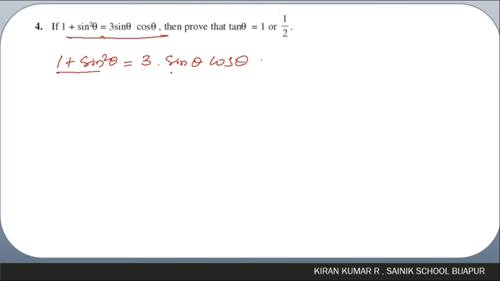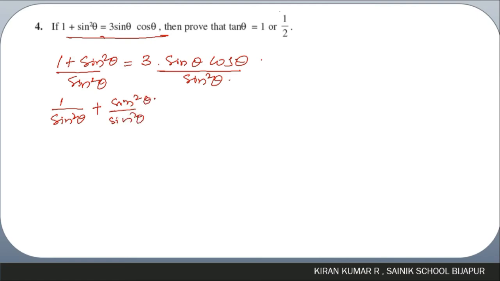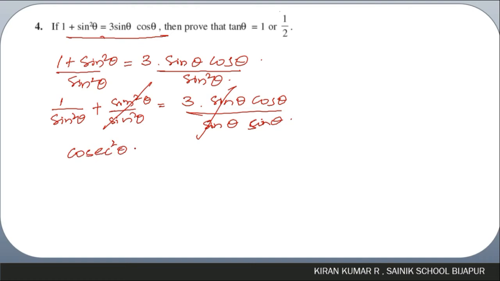Let me divide both the sides by sine square theta. What do I get? I'll be getting 1 upon sine square theta plus sine square theta by sine square theta equal to 3 times sine theta cos theta divided by sine theta into sine theta. Here one of the sine theta, sine square theta are getting cancelled. 1 by sine square theta is cosecant square theta, plus 1 equal to 3 times of cot theta.